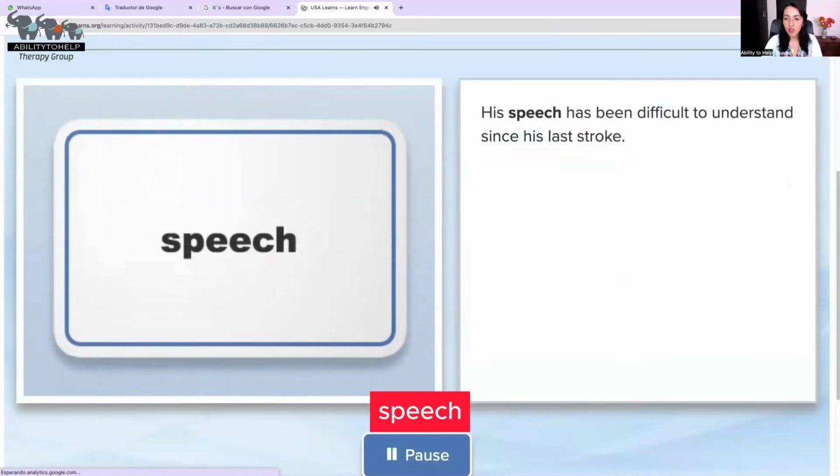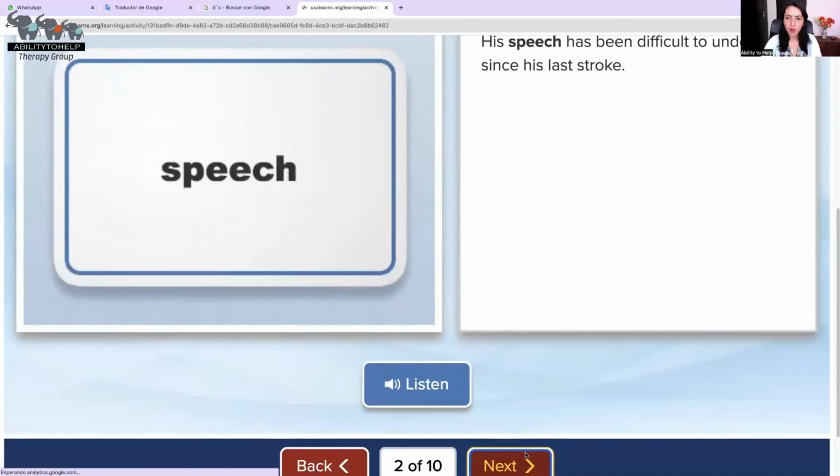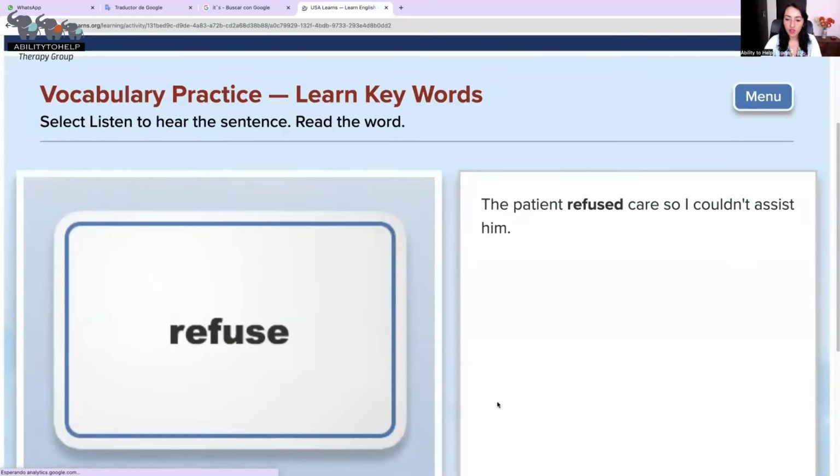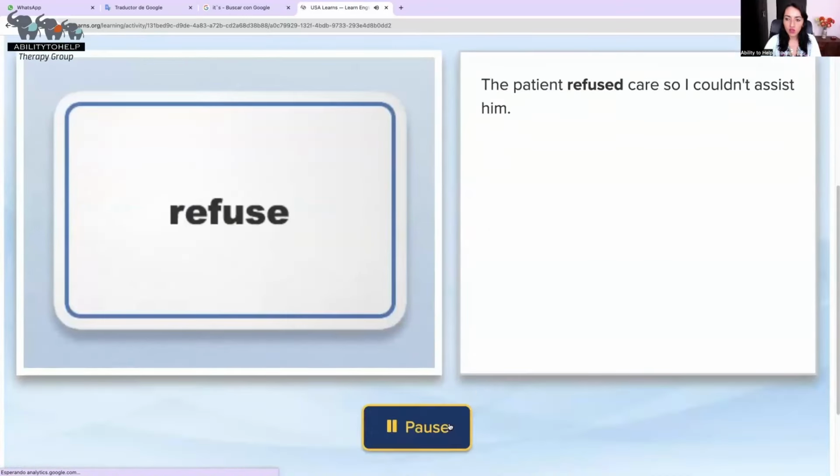His speech has been difficult to understand since his last stroke. Important one word. The patient has a good attitude and is always cooperative. Attitude. The patient refused care, so I couldn't assist him. Refuse is the opposite of the last word.